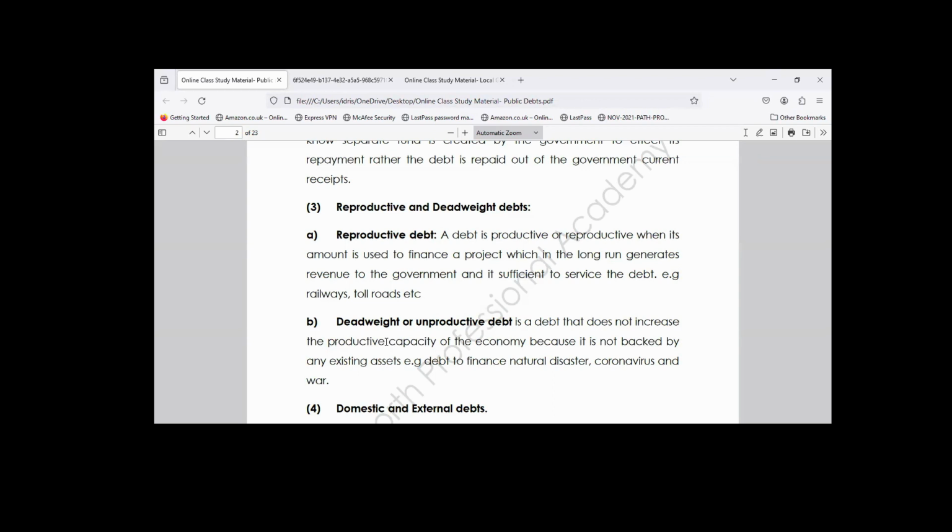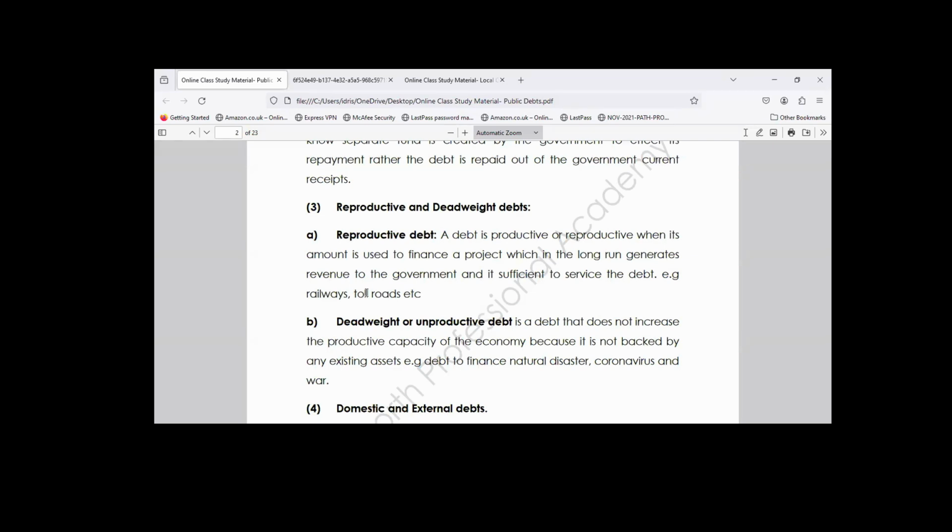repayment will be made from the revenue. If government borrow money to construct road, they put toll gate. The essence is what they will be generating from the toll gate, so that they can use it to pay the loan, to pay the debt. The rail, the passenger, the ticket, the revenue that will be collected from the passenger, they will use it to pay the loan.